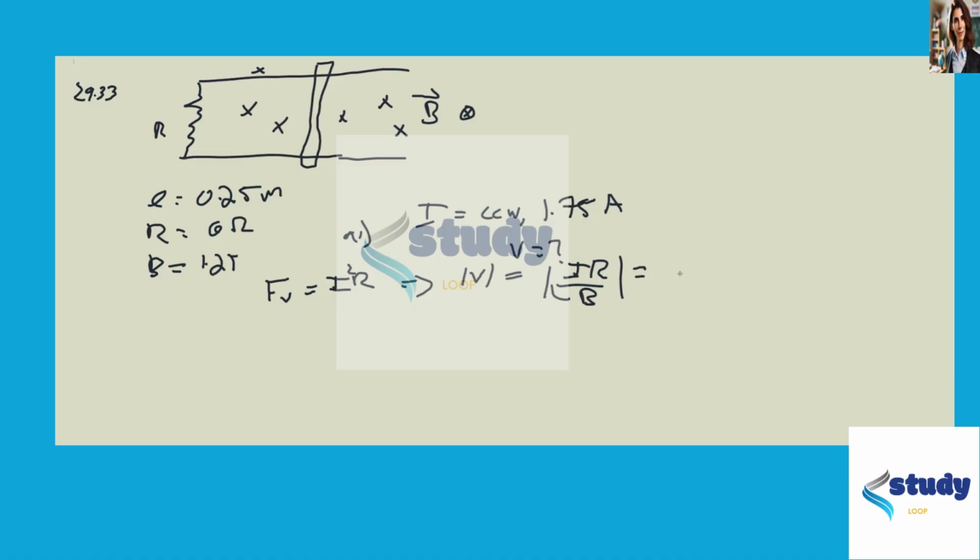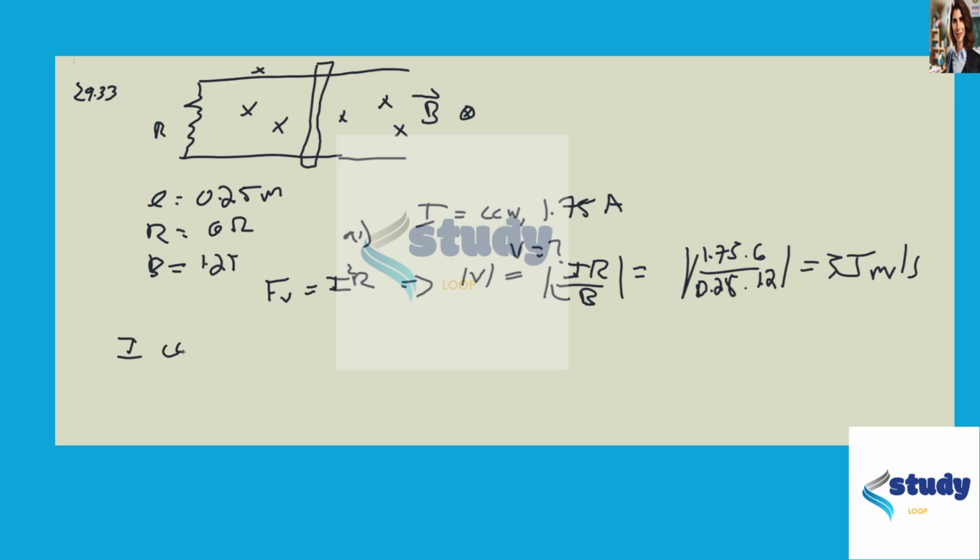Okay. So since we know all these things, we can easily plug this in. So this is 1.75 times 6 over 0.25 times 1.2. Okay. So this comes out to being 35 meters per second. So now we just got to figure out, is this moving to the left or right?